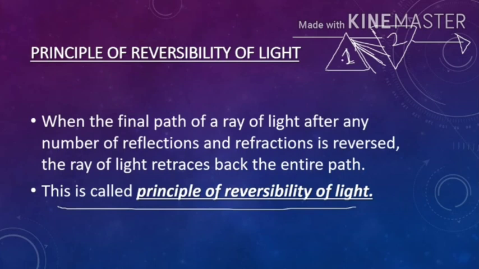So let's revise it. When this light ray passes through the first prism, it emits 7 colors, that is VIBGYOR, and when these 7 colors again pass through the second prism, it emits the same white light. So this is known as the principle of reversibility of light.